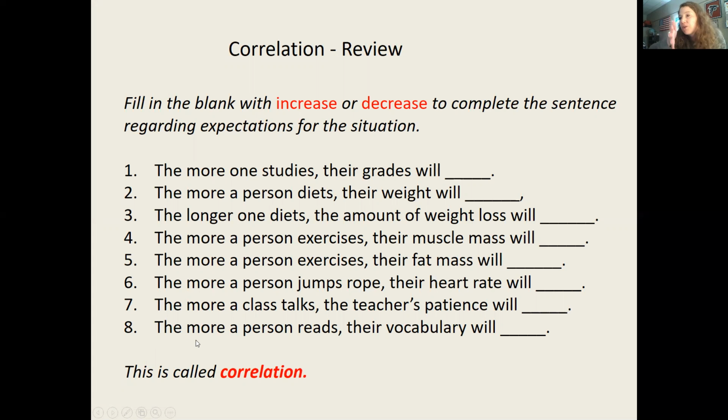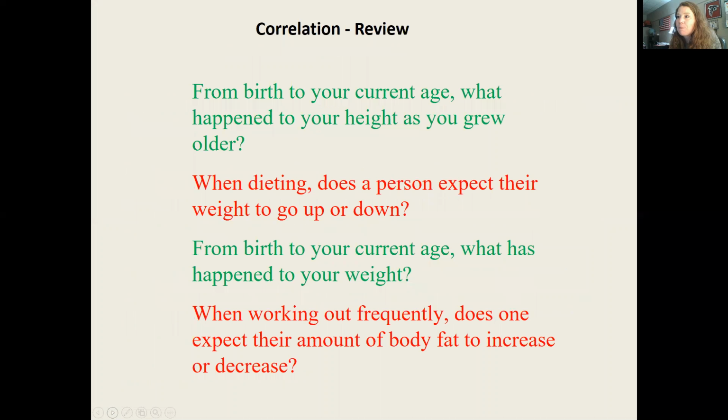So notice the first, whatever's mentioned first has to increase always. And then depending on what the behavior of the second part of the data is, that's where we get the correlation. All right, so from birth to your current age, what happened to your height as you grew older? So your height increased. So you had a positive correlation between your height and your age as you've grown.